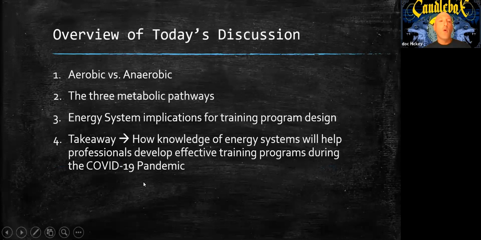So today, 4 points of discussion. First thing I want to talk about, just a general overview, aerobic versus anaerobic metabolism. I want to look at the 3 metabolic pathways for program design, and then our takeaways for today. How is the knowledge of energy systems going to help professionals develop effective training programs during the COVID-19 pandemic?